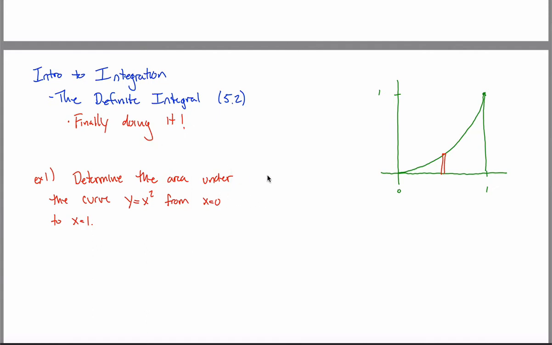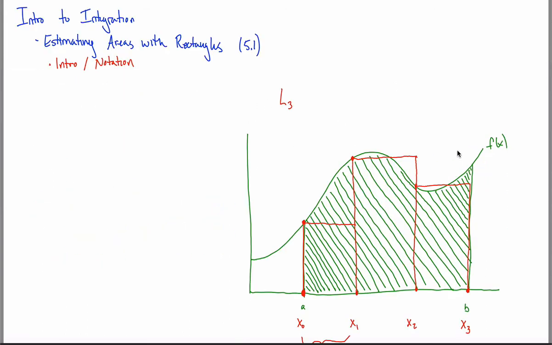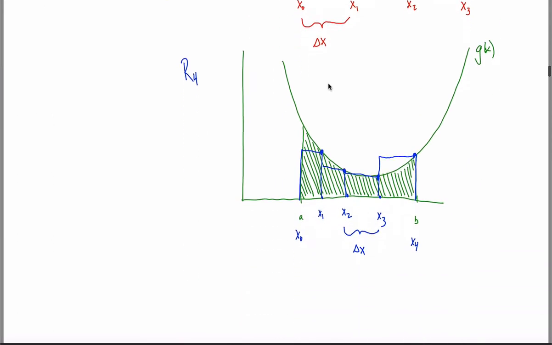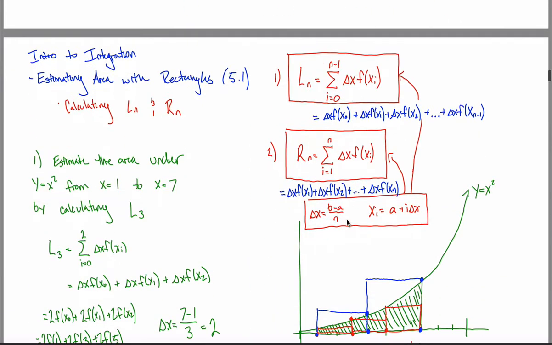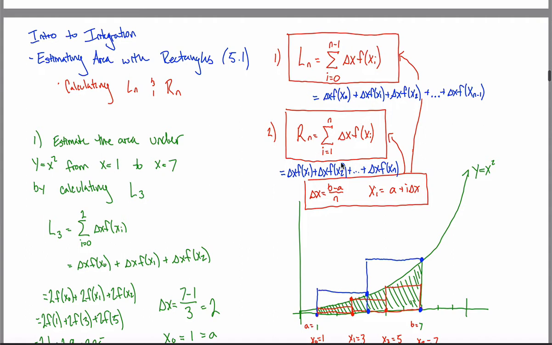The way we're going to do it is we're going to start out with the same formula we used before. Remember this picture here? We had a function and we wanted to estimate the area underneath the curve. So we drew these rectangles, and we can either use left endpoints or right endpoints, and we can make as many rectangles as we want. There could be 3 of them, 4 of them, or more. And that gives us these formulas for left endpoints and right endpoints.